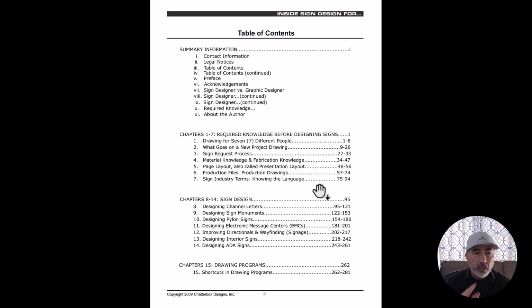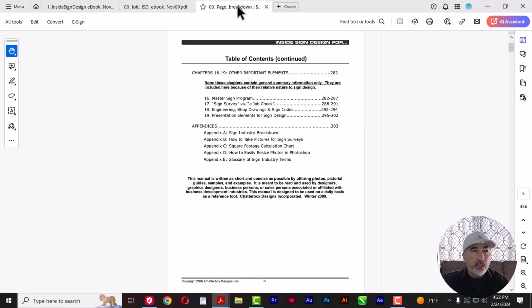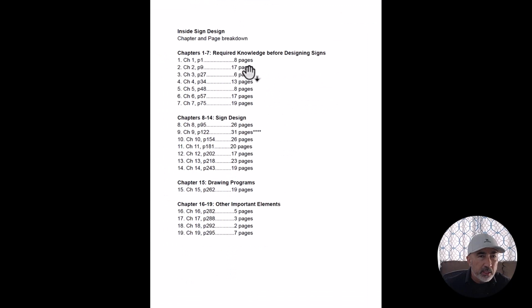Chapter 2, what goes on a new sign project, new project drawing. Now this book was based on designing for electrical sign design. Okay, so I think there's something in here, ADA signs and interior signs that are not electrical, but this chapter talks about what goes on a new project drawing. And number 3, the sign request process. Now if you look at the page breakdowns of these, you'll see that chapter 2 is 17 pages, so that one goes pretty much in depth, but the sign design request is 6 pages, so it's not so in depth.